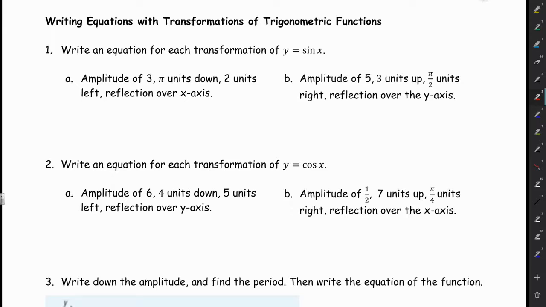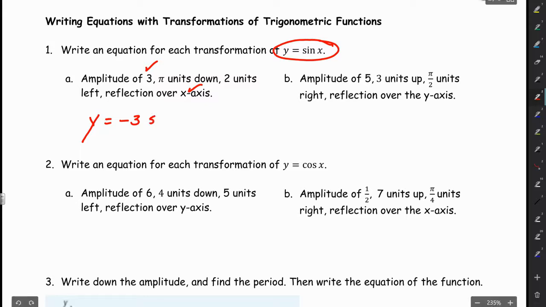So now we're going to try writing some equations based on the criteria for the transformation, and we're going to be transforming first y equals sine of x. So for letter A, we have an amplitude of 3, pi units down, 2 units left, and a reflection over the x-axis. All right, so we know that since we're reflecting over the x-axis, we're going to have a negative in front. That takes care of this. The amplitude is 3.